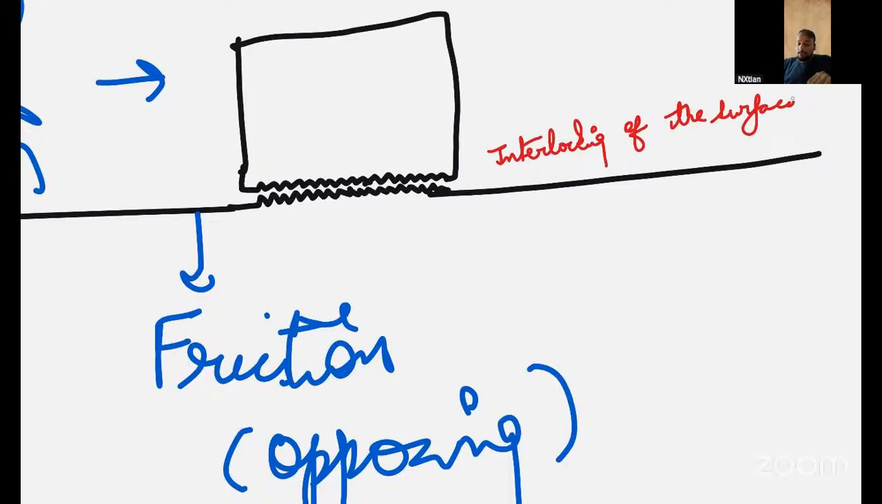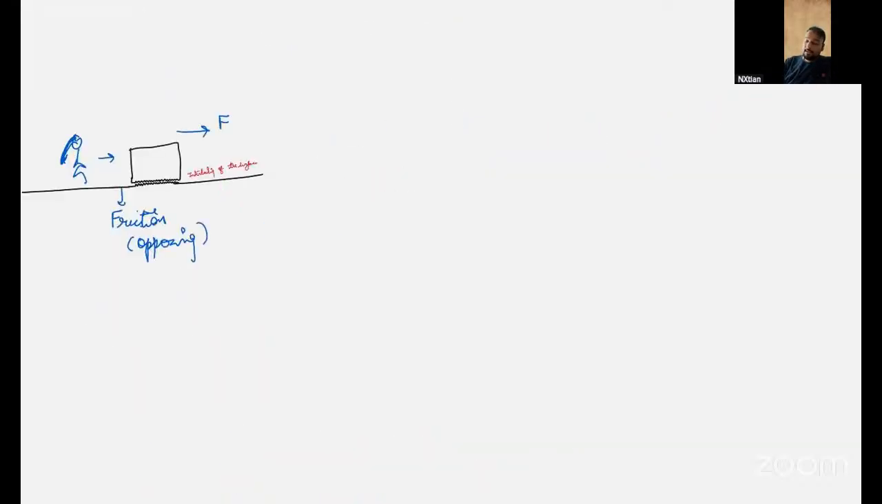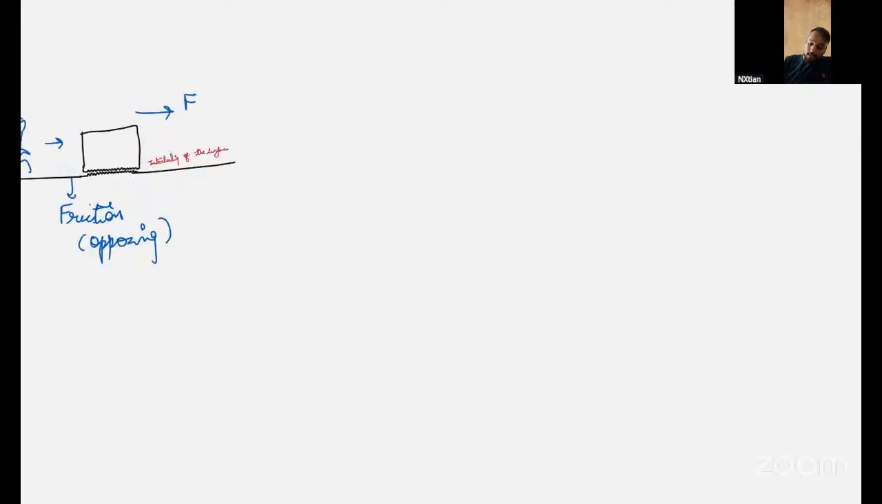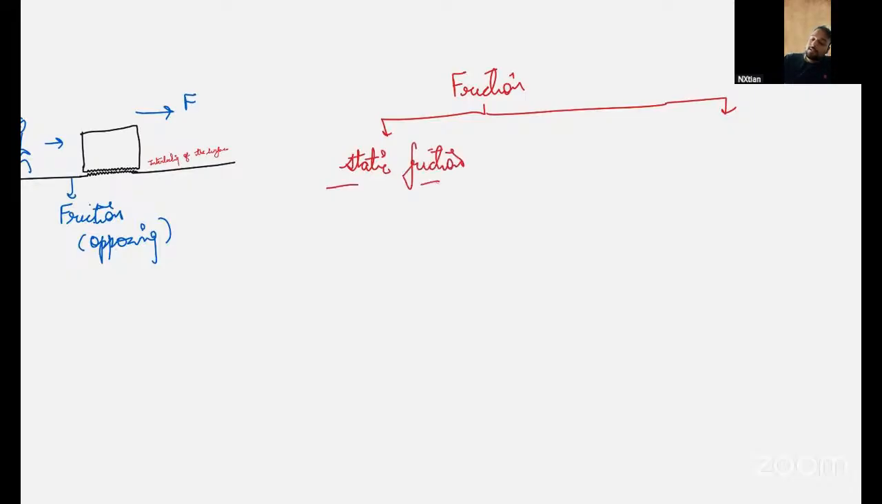Did you understand? Now, friction is of two types that I'm going to tell you. It's maybe not there in your book, but still I will tell you. Friction is of two types. The first is called static friction, and the second one is called kinetic friction.